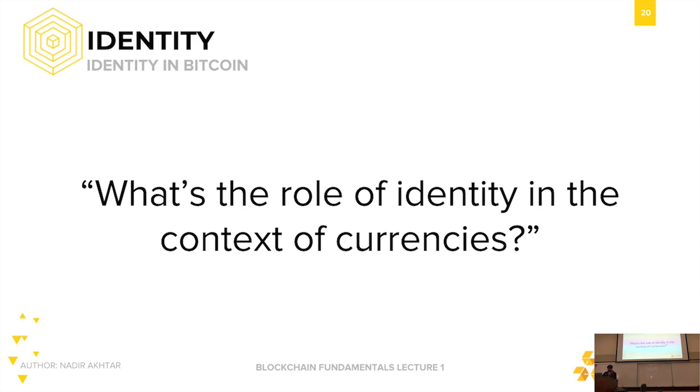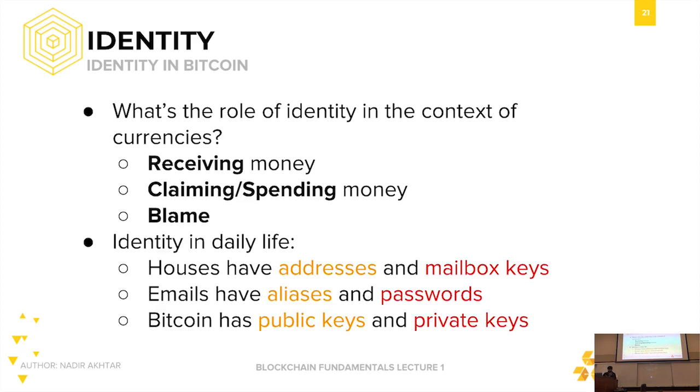Right. So the point brought up was that cash, cold hard cash, is anonymous. No one's tracking the movement of the cash. Even when it's electronic, if you're able to do it with a service like Bitcoin that's anonymous, you're not able to be tracked. And that brings us to these points. The role of identity in the context of currencies: you can do these three things with it. You can receive money, you can claim or spend money, and you can blame people who are trying to defraud, since they're not supposed to be able to.